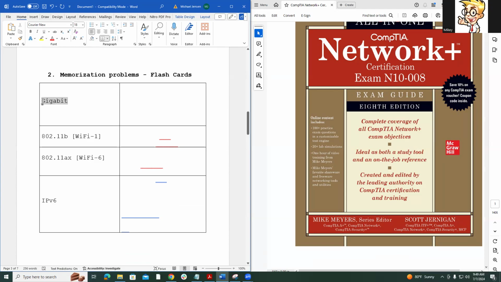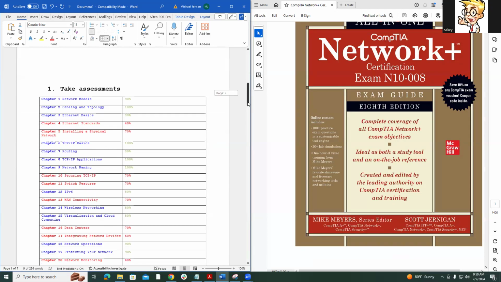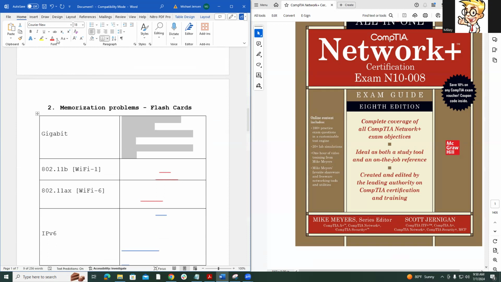What do we know about gigabit? What are the different standards for gigabit? If I remember, 1000BASE-T is for copper, and 1000BASE-SX and 1000BASE-LX are the fiber standards. I know I had problems with Ethernet standards. That was one of my problems, so I have to really focus on getting those right.